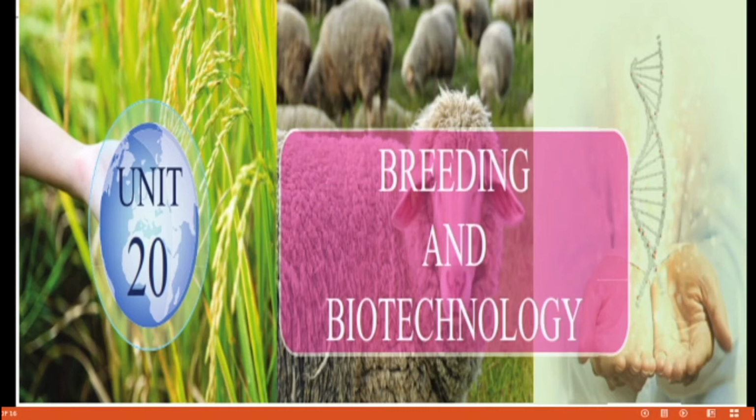Unit 20 Breeding and Biotechnology. So this is one of the important units. We have studied several methods which help in plant breeding, which lead to increased yield by using biotechnology.